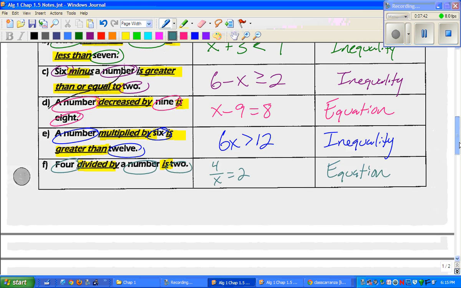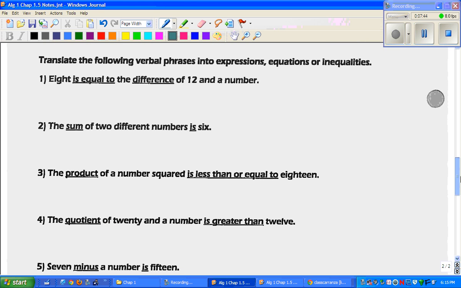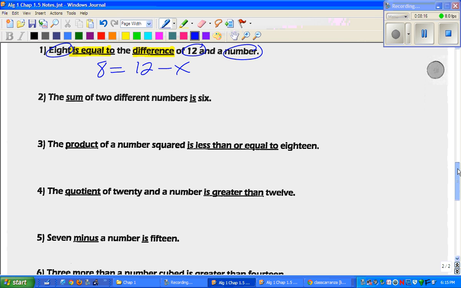Okay, flipping it over to the next side. It says translate the following verbal phrases into expressions, equations, or inequalities. We're only going to do some of these, so let's get right to it. So 8 is equal to the difference of 12 and a number. So I see 8, 12, and a number. So 8 is equal to the difference, and we're taking the difference of 12 and a number. Let's just do the odds.